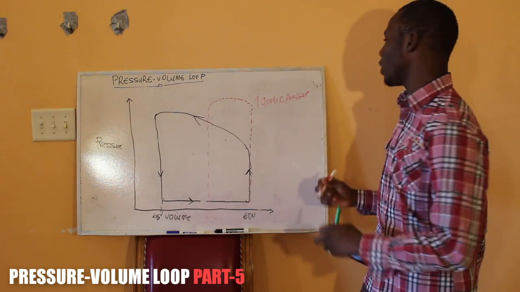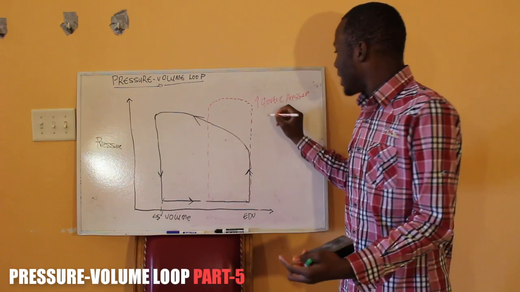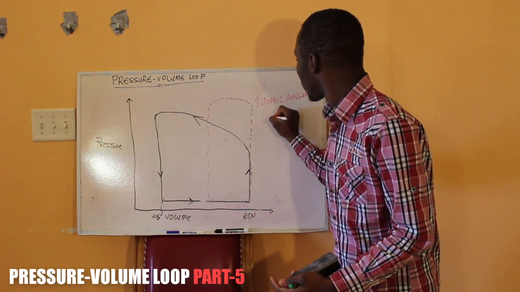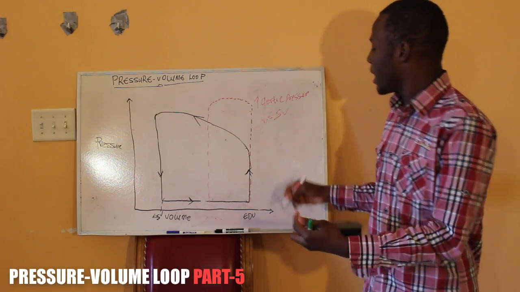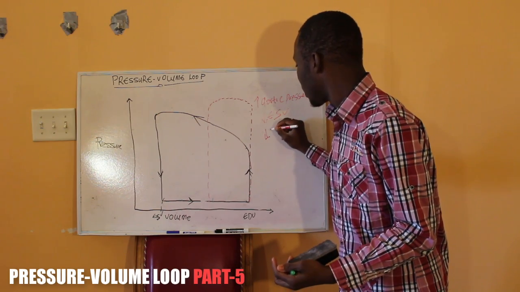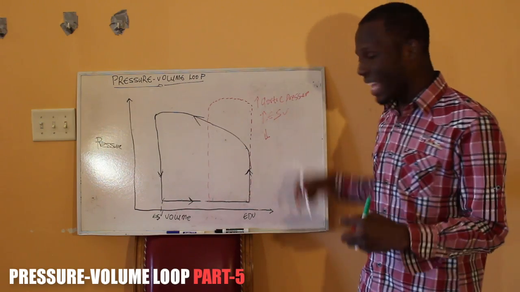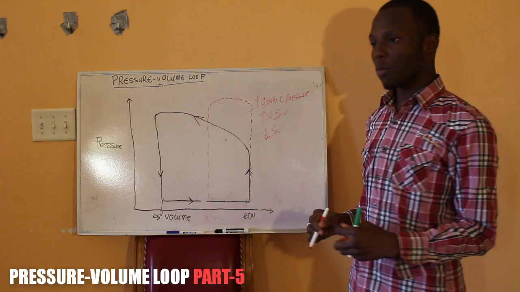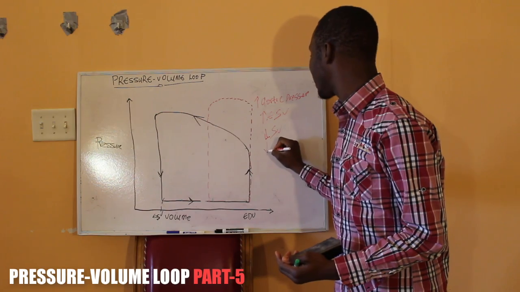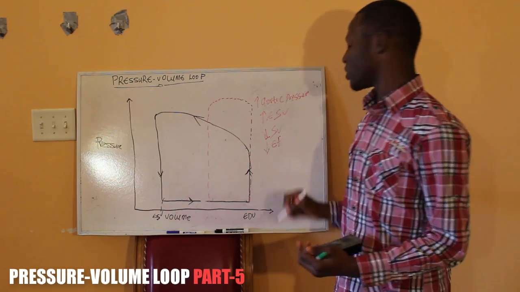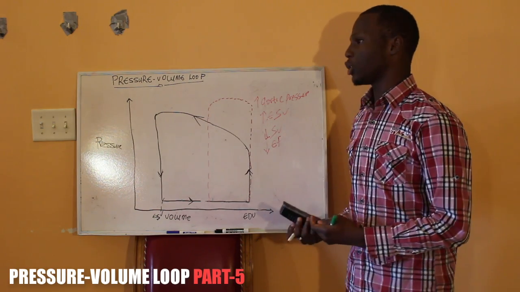We can also call this our afterload. So with an increase in aortic pressure, what we have is an increase in end systolic volume. Because there's an increase in end systolic volume, there will be a decrease in our stroke volume, and there's no change in our end diastolic volume, so therefore there will also be a decrease in ejection fraction, right? So this is basically how an increase in afterload, which is our aortic pressure, affects the loop.